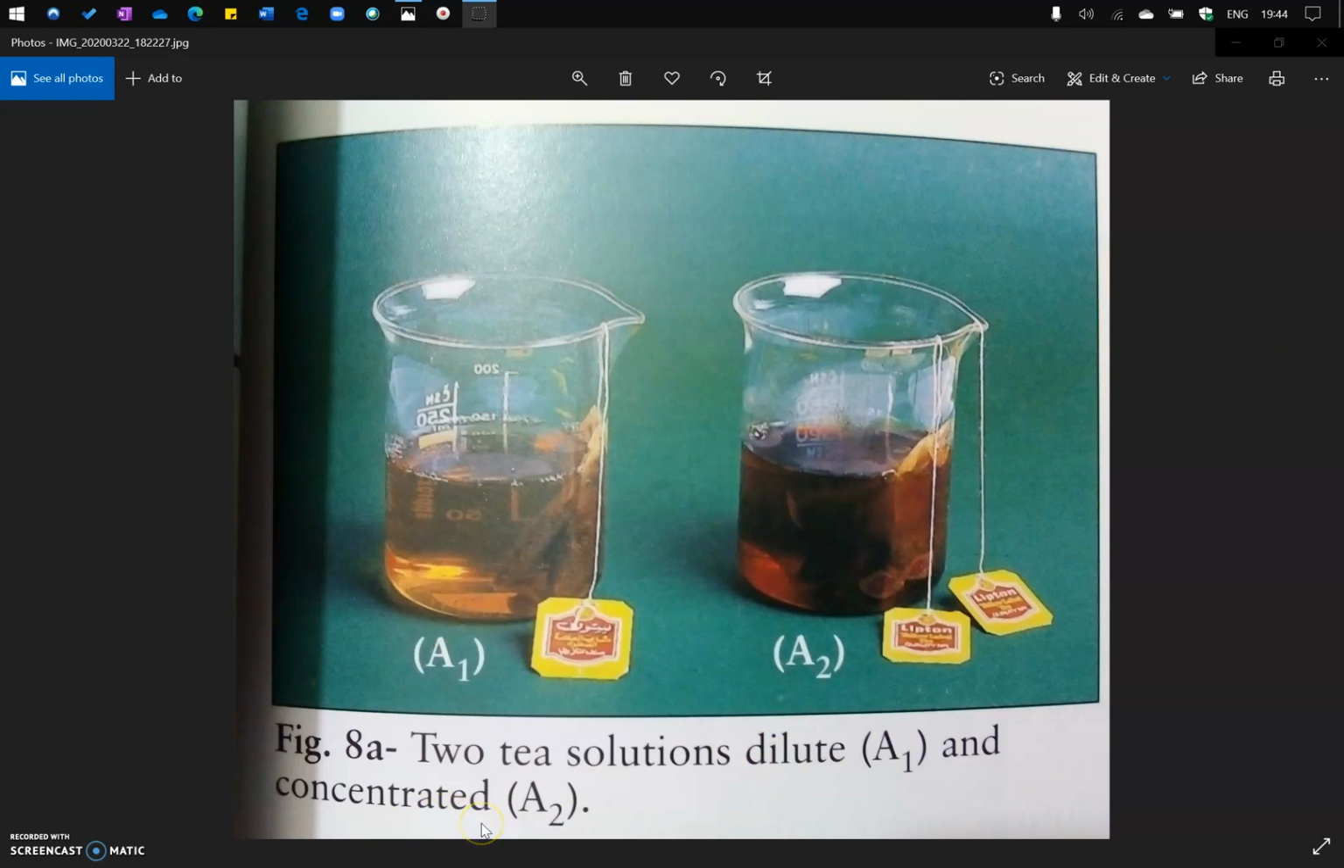So concentrated, it has more solute in the same volume. So we have the same volume of water, however, in the second case we have more tea, so it's more concentrated. Dilute يعني خفيفة, concentrated تقيلة.